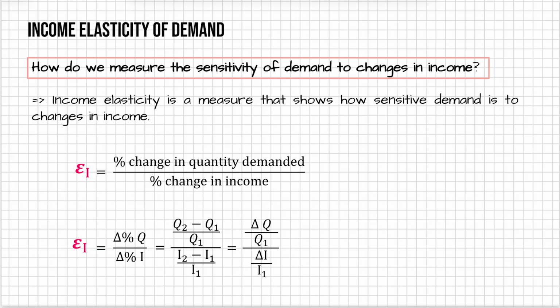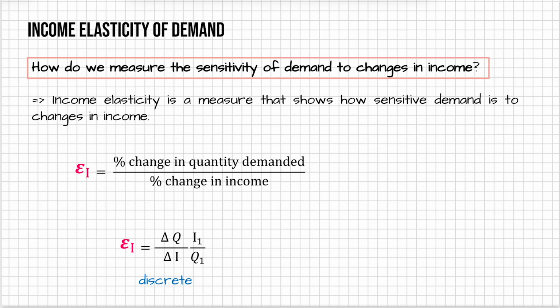So we can rewrite this as delta Q over Q1 divided by delta Y over I1. Let's simplify that fraction. Dividing by a fraction is the same as multiplying by its inverse, so this becomes delta Q over Q1 times I1 over delta Y. One last rearrangement, and we land on the formula we actually use most often. I'm just going to group the terms differently. Delta Q over delta Y times I1 over Q1. So income elasticity is the change in quantity demanded, divided by the change in income, times initial income, divided by initial quantity demanded. There it is, written a bit more cleanly.